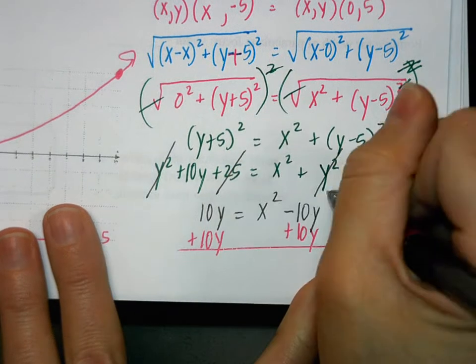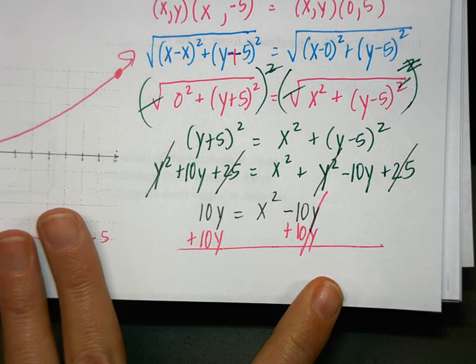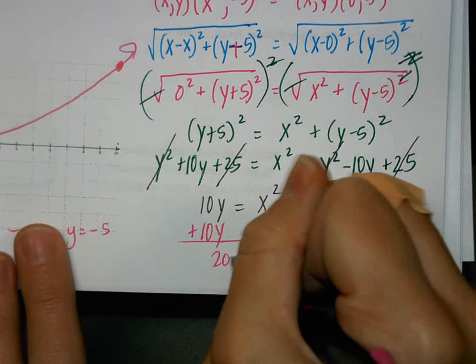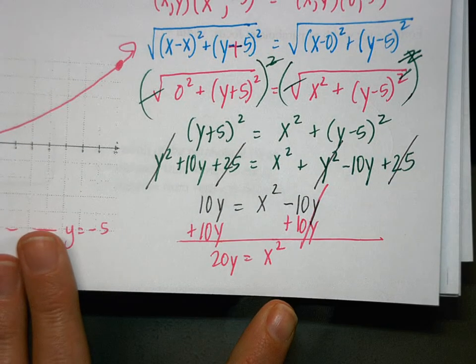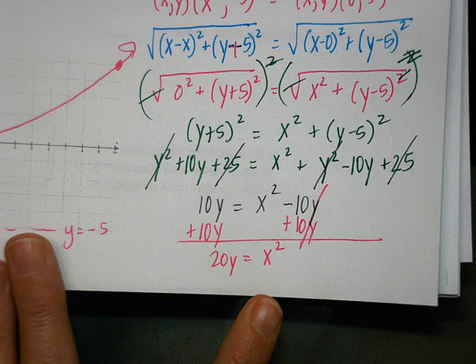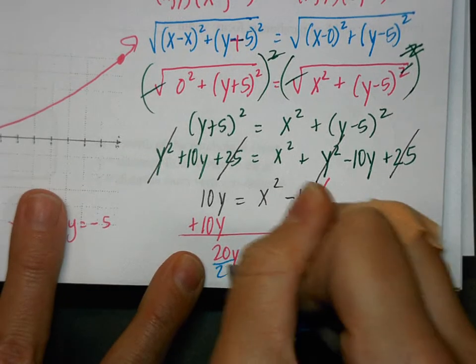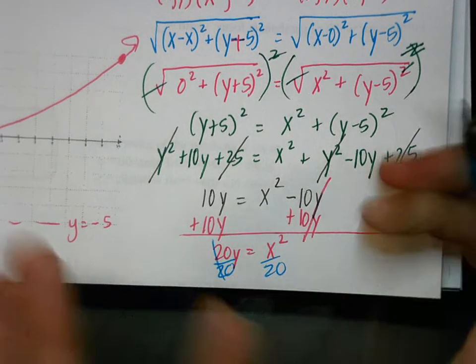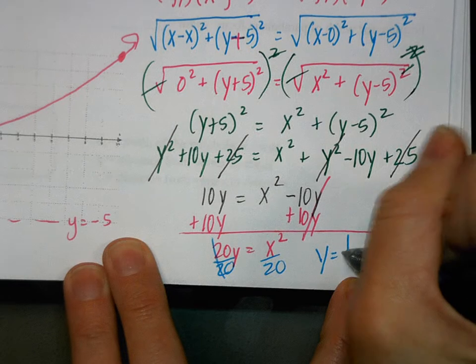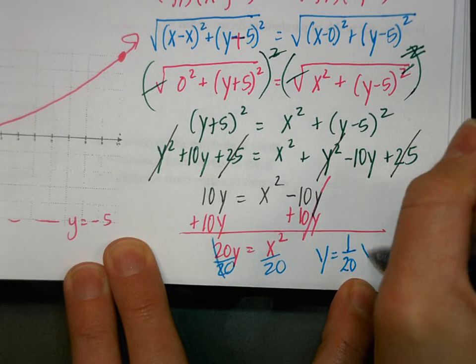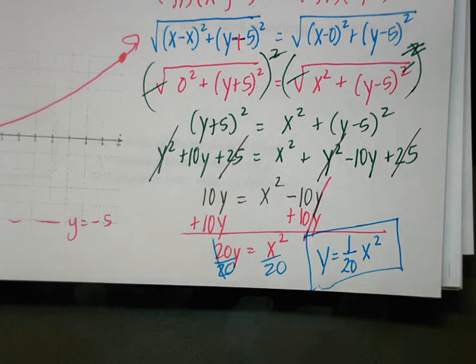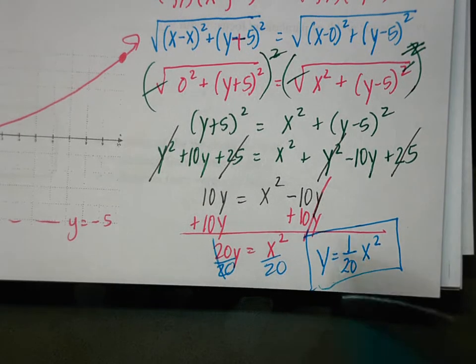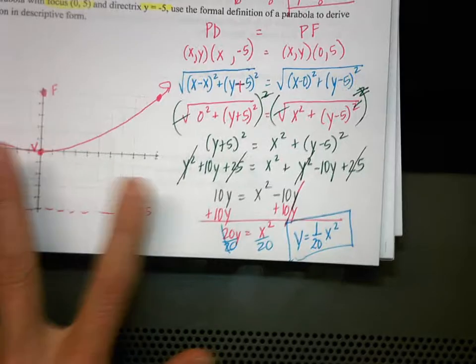That eliminates. What's 10y plus 10y? 20y equals x squared, and then the last thing I do is divide by 20, and I end up with, perfect, y equals 1/20 x squared. And that is the equation for this graph.